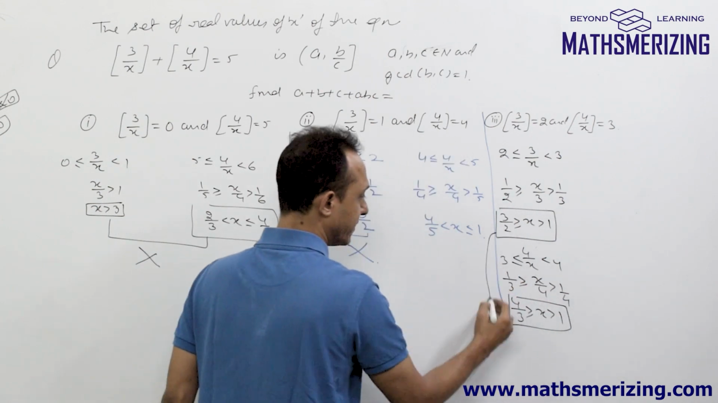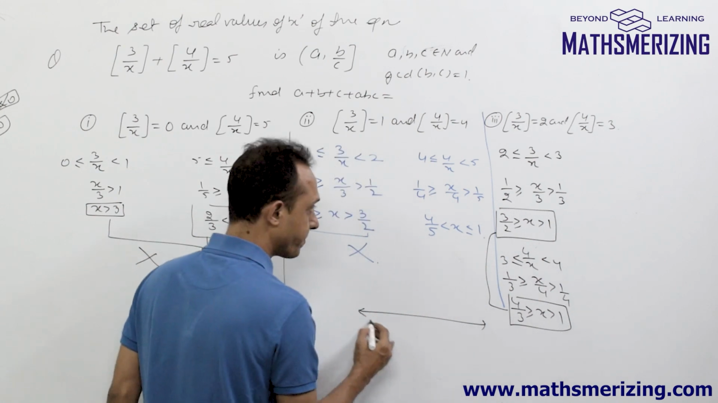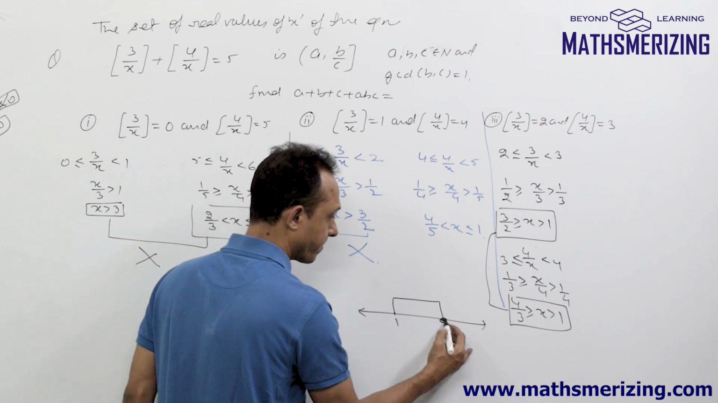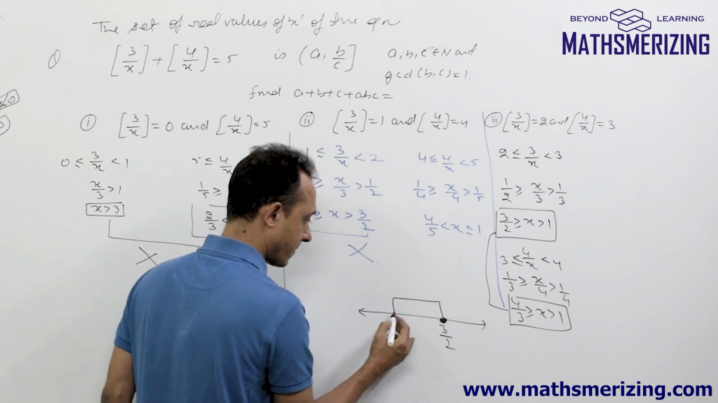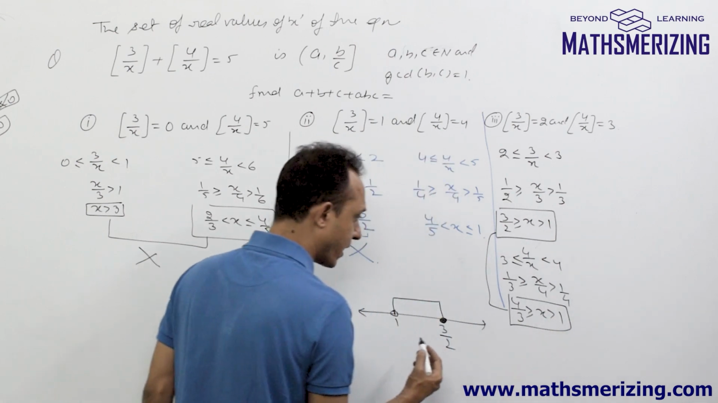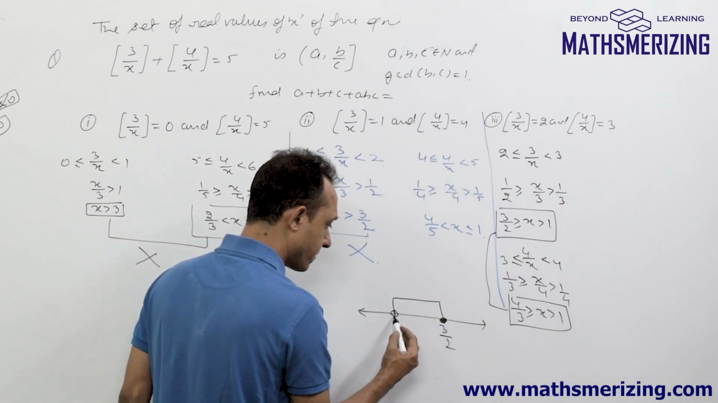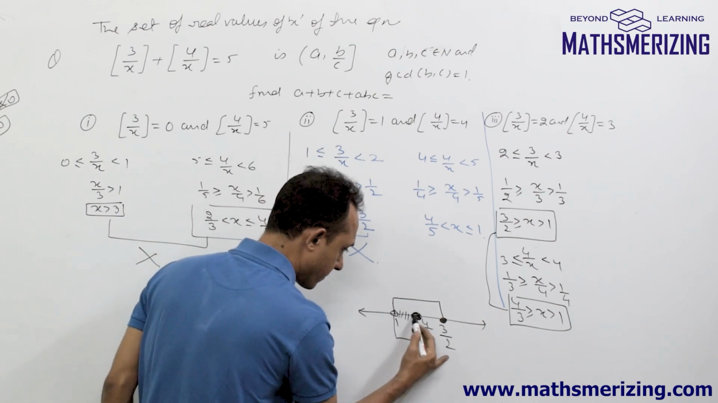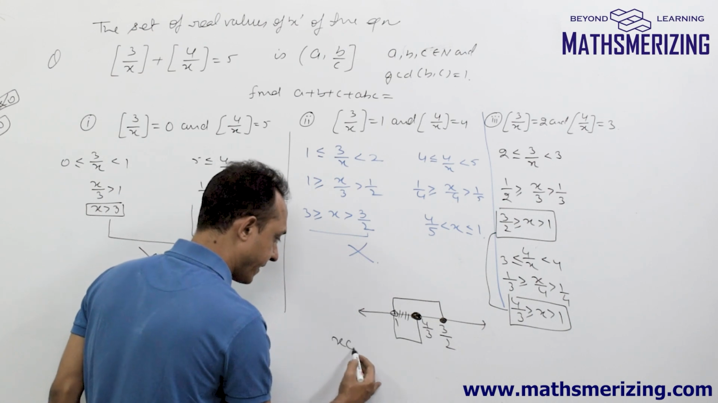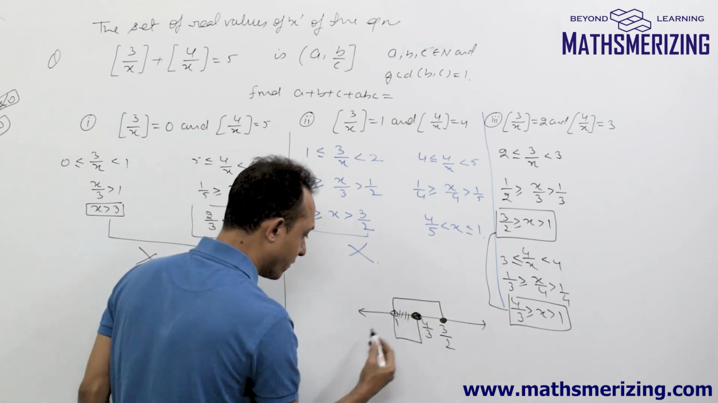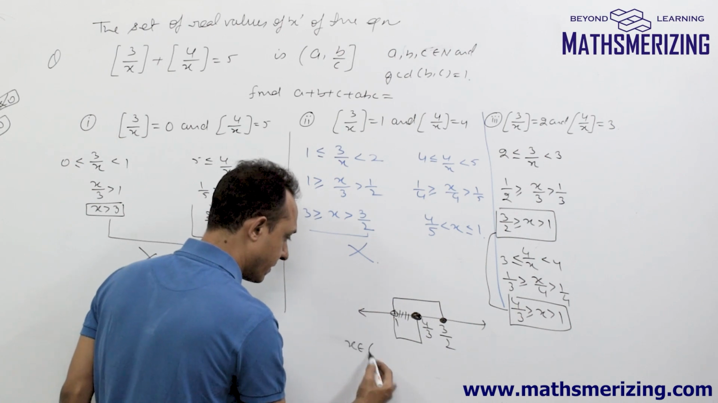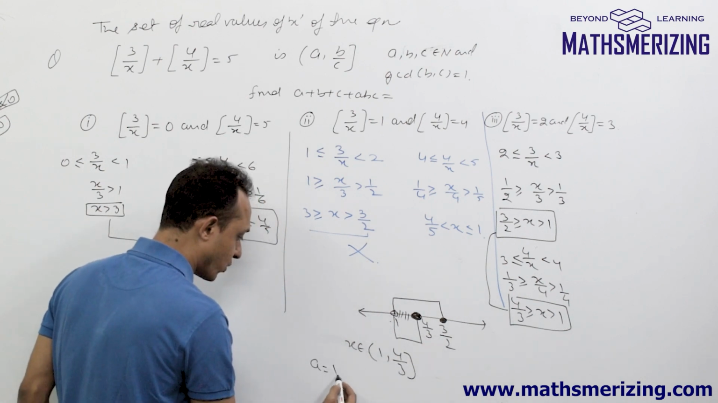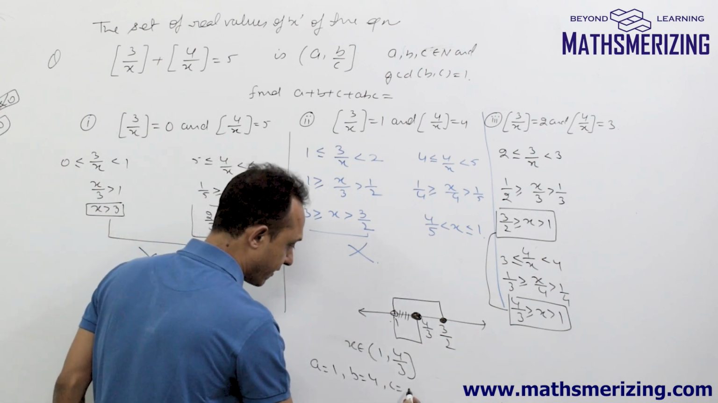So now I'll take the intersection of these two conditions. The first condition is x should be greater than 1 but less than 3 by 2. And the second condition is x should be greater than 1 but less than 4 by 3. So from here I can say the interval which is common to both is from 1 to 4 by 3. So here the value of x will be from 1 to 4 by 3, 1 not included and 4 by 3 included. So value of a is 1, value of b is 4 and value of c is 3.